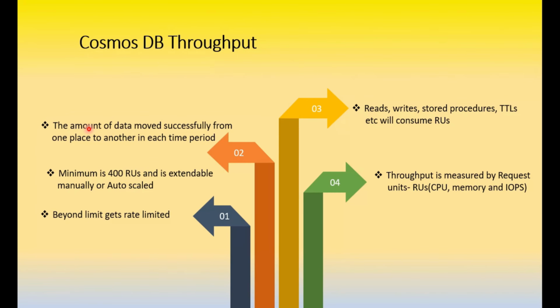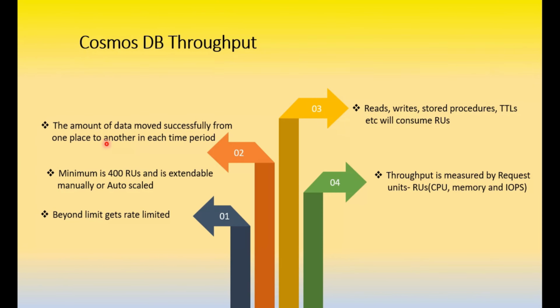That means the volume of data, the amount of data, whether it is one document, two documents, 10 documents, how many KBs, 10 KB, 20 KB, 30 KB. That is the volume, the amount of data that will be moved from one place to another in each given time. Here they mention one place to another, but in Cosmos DB it means the successful completion of the operation. That means the input and output.